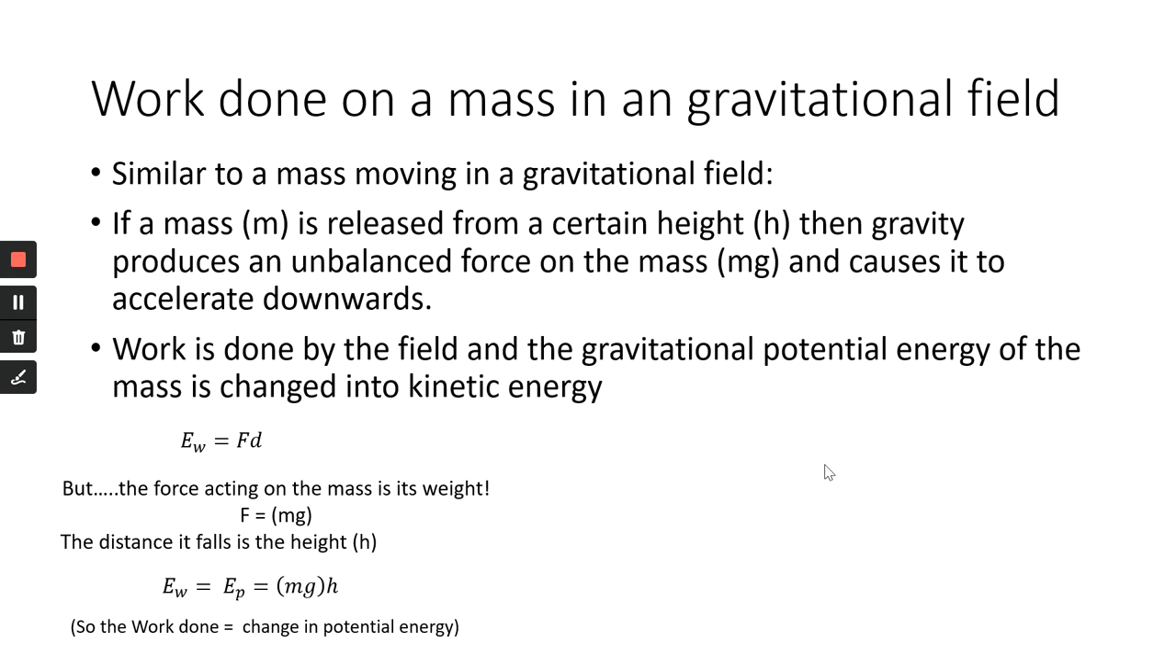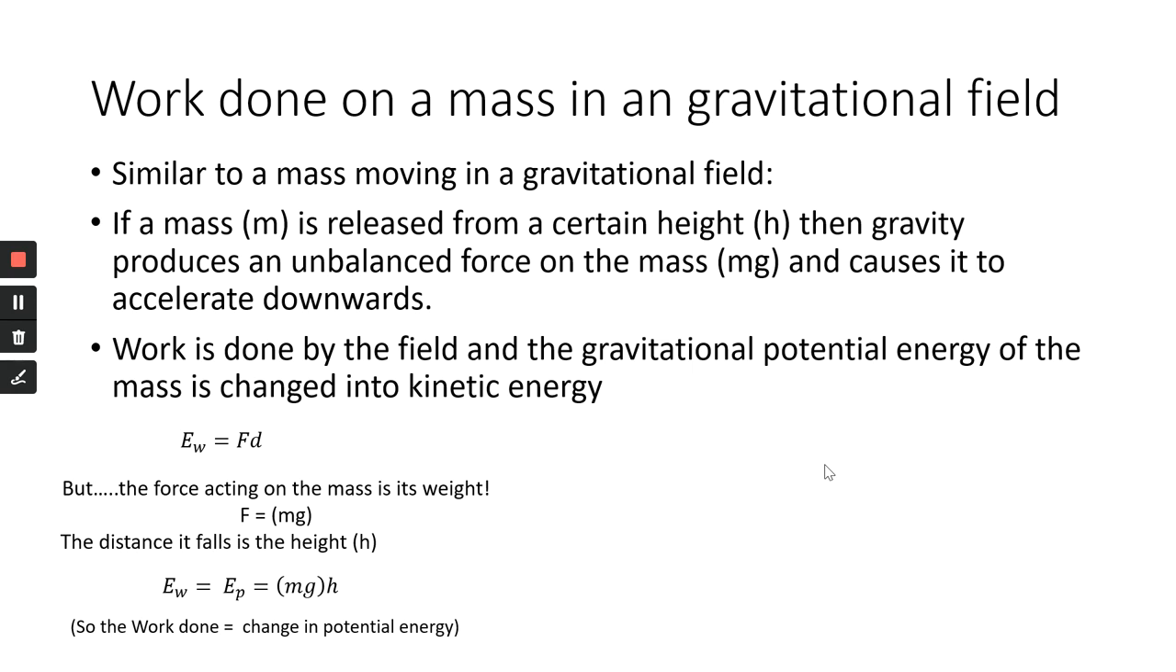So the work done is equal to the force times the distance. Well, the force is its weight, so its weight is its mass times gravitational field strength, g. And the distance is the height it falls, h. So the work done is equal to m times g times h, which, funnily enough, was our equation for potential energy in National 5. So that's where it comes from. So the change in potential energy is equal to the work done, and that's the energy gained.